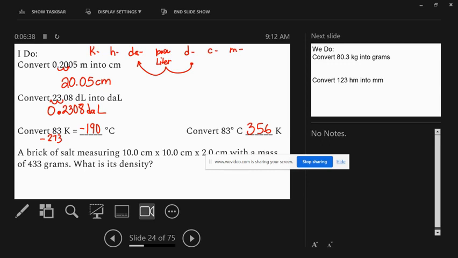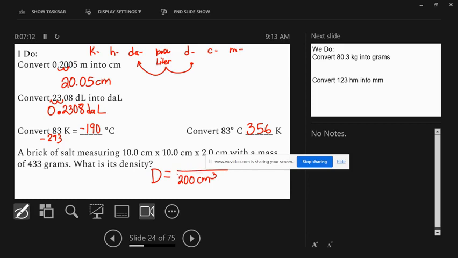One more I do problem. We've got a brick of salt. It's measuring 10 by 10 by 2 centimeters, and we were given a mass. We want to calculate the density. So the first thing I need to do is calculate my volume. So my volume is going to equal 10 times 10 times 2. So what is that? Do that in your head. 200. And what are my units on that? Centimeters cubed. Okay, so it's going to end up being 200 centimeters cubed.